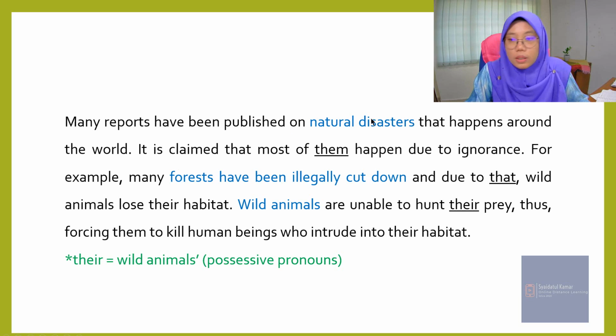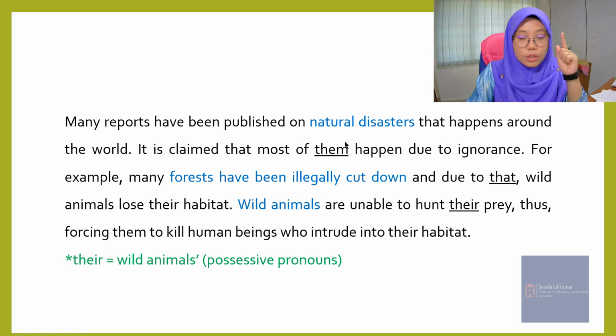So first of all, you have to read the whole paragraph. Many reports have been published on natural disasters that happen around the world. It is claimed that most of them happen due to ignorance. For example, many forests have been illegally cut down, and due to that, wild animals lose their habitat. Wild animals are unable to hunt their prey, thus forcing them to kill human beings who intrude into their habitat. Okay, so the underlined word here is the question.